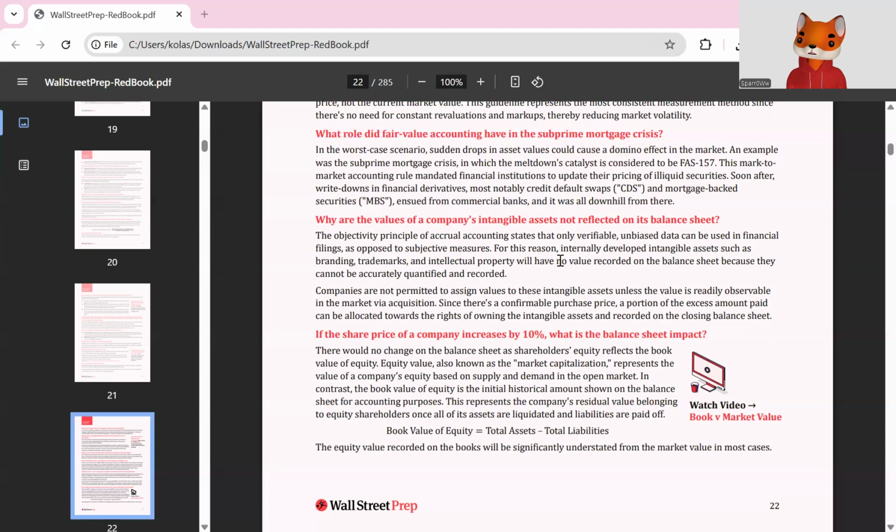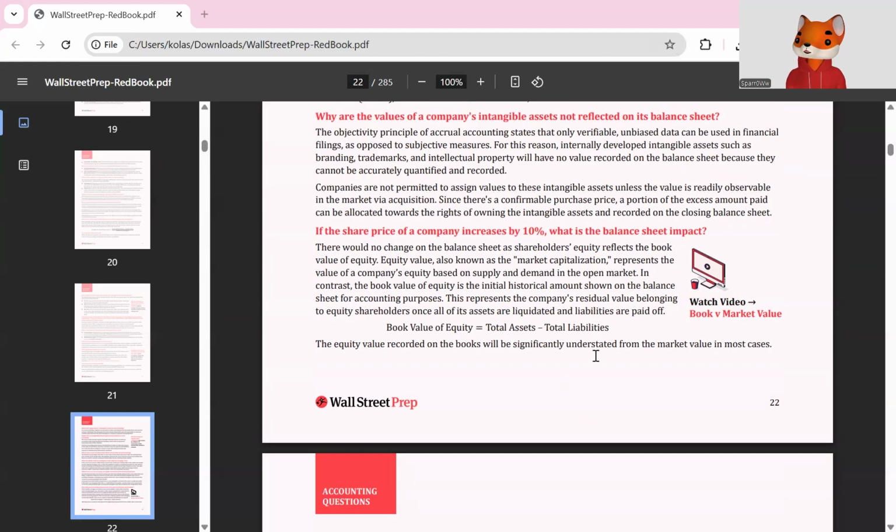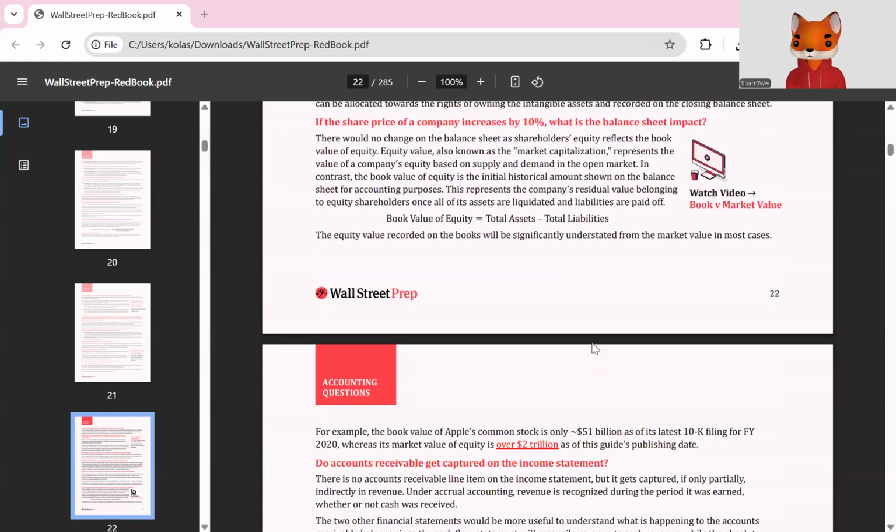So the equity value recorded on the books will be significantly understated from market value if the share price of the company increases by 10%. For example, the book value of Apple's common stock is only $51 billion as of the latest 10-K filing for financial year 2020, whereas its market value of equity is over 2 trillion as of 2024.